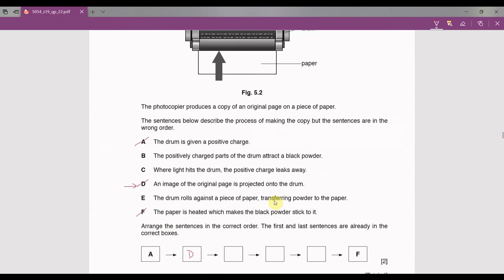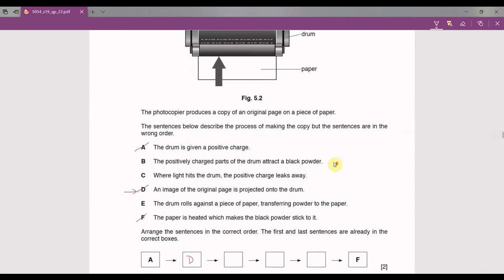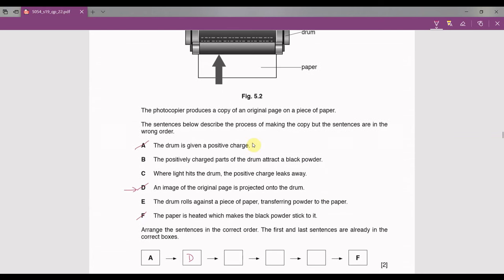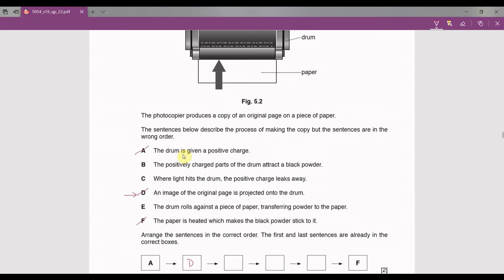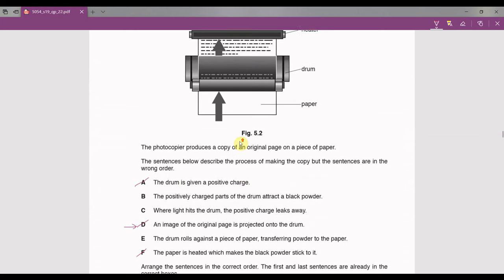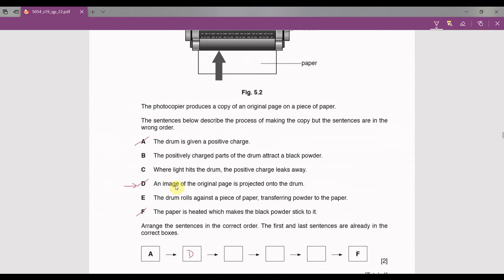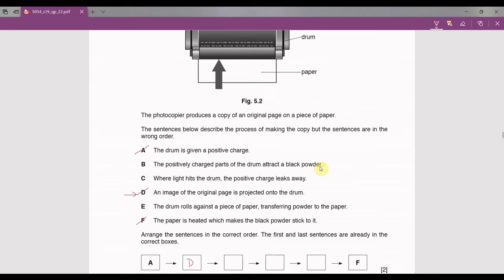The drum cannot transfer the powder directly right now, or it's not going to attract any powder right now. The thing is, the drum was positively charged in the beginning. The whole of the drum was given a positive charge, and then we projected the image onto the drum.